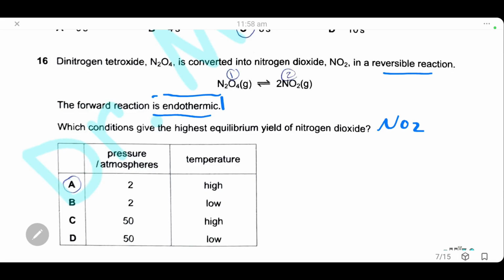For the equilibrium to be shifted to the forward side, or the right side, we need a high temperature, because the endothermic reaction is favored by high temperature. And for the pressure, we have a higher number of molecules on the right side. So by decreasing the pressure, we will increase the equilibrium yield of nitrogen dioxide. So we will choose a lower pressure and a high temperature. The answer is A.